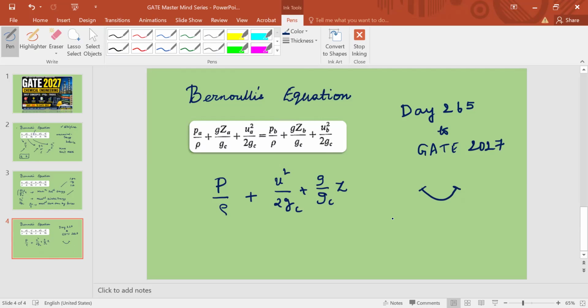Okay, what type of questions have come from this particular Bernoulli equation? Have you seen any questions in that in the GATE paper? Okay, please comment, and I will also try to look at the question. I will see the question is posted here.